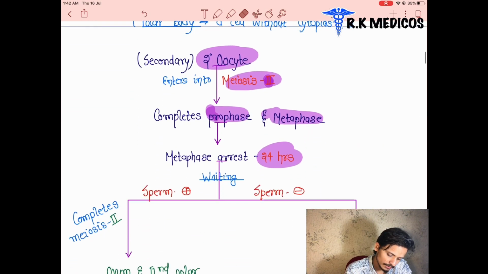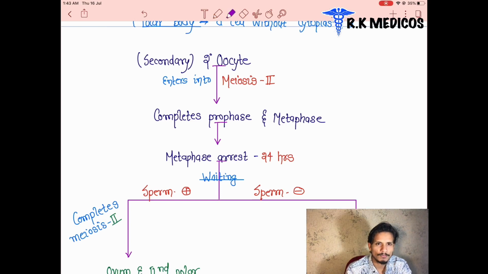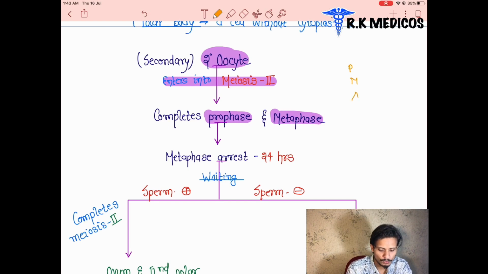We can see here these secondary oocytes enter into meiosis 2. After the completion of meiosis 1, meiosis 2 starts, and what cells enter meiosis 2? This is a question basically. What cells enter meiosis 2 during oogenesis? That is the secondary oocyte, and they complete prophase and metaphase of meiosis 2. Meiosis 2 has prophase, metaphase, anaphase, and telophase. Same, that is P2, M2, like this. Prophase 2, metaphase 2, anaphase 2, telophase 2.